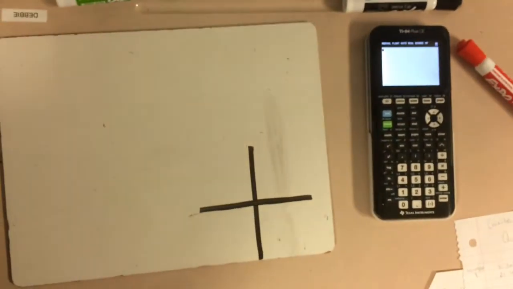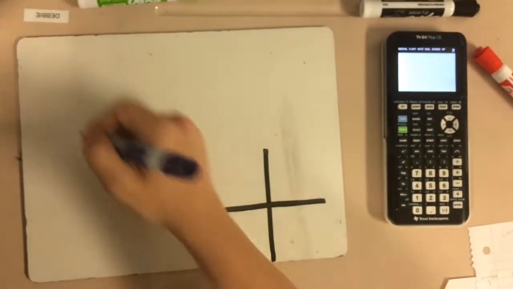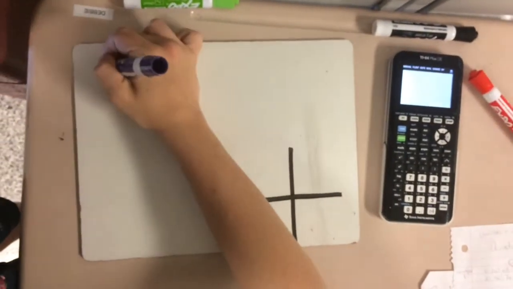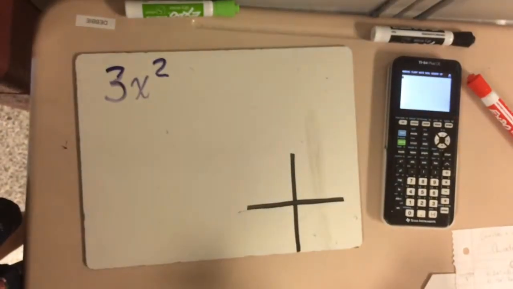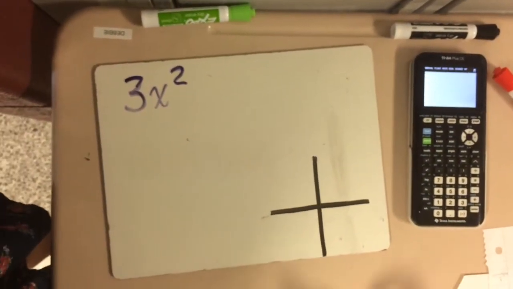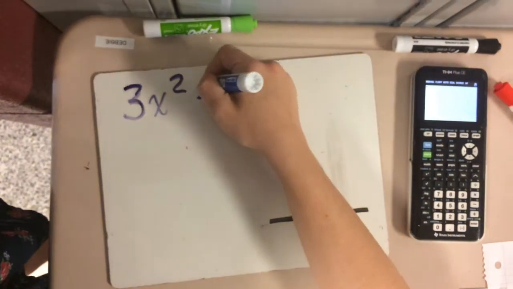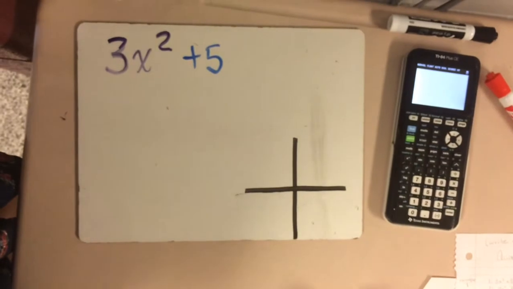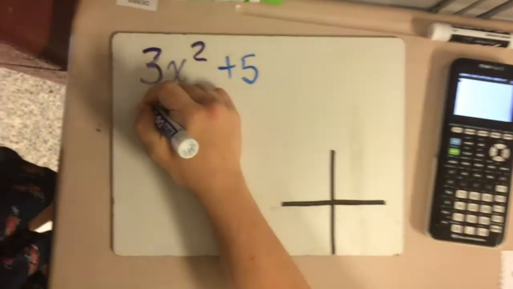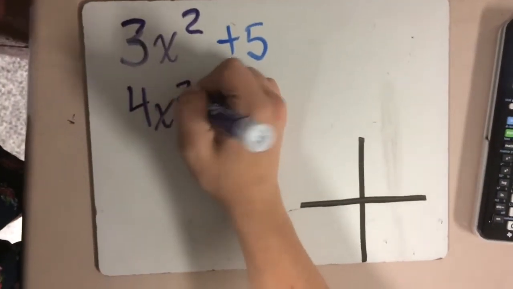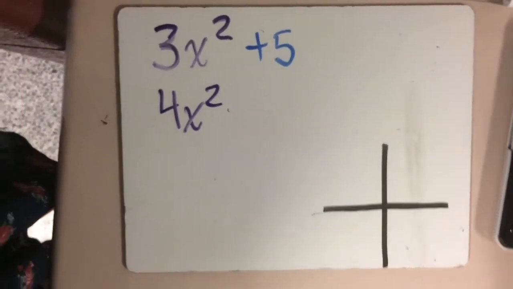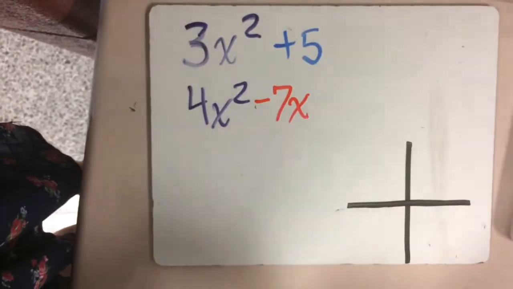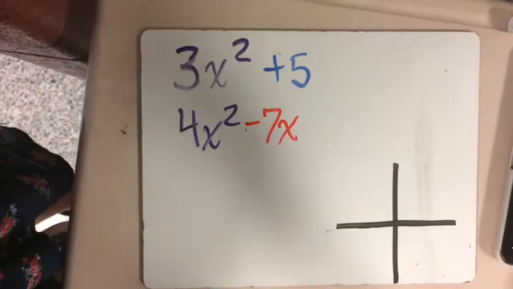Alright, so for our first equation, we have 3x squared plus 5. So there's no singular x term in the first one. However, there will be in the second one, as that is 4x squared minus 7x and then plus 1.